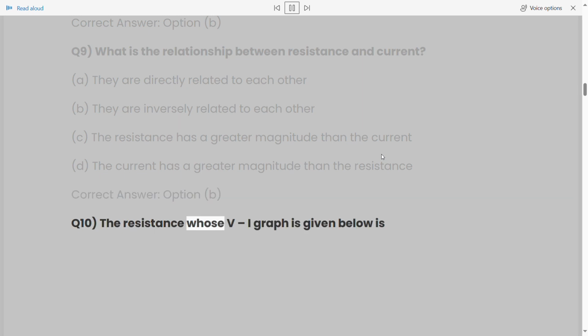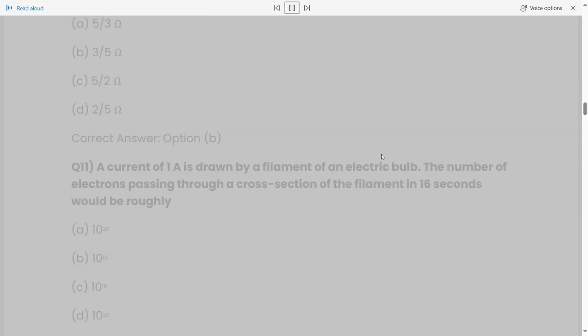Q10. The resistance whose VI graph is given below is A. 5/3 ohms. B. 3/5 ohms. C. 5/2 ohms. D. 2/5 ohms. Correct answer option B.